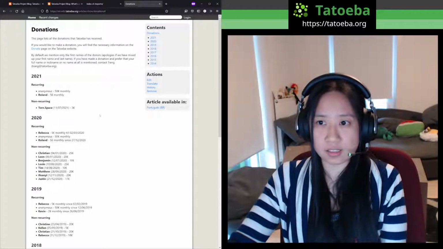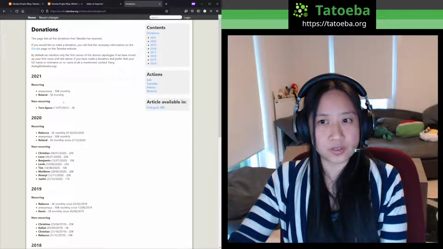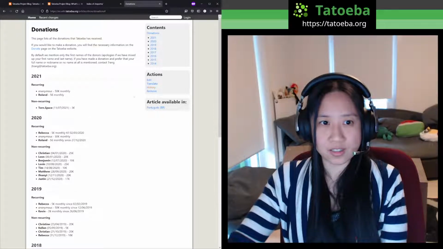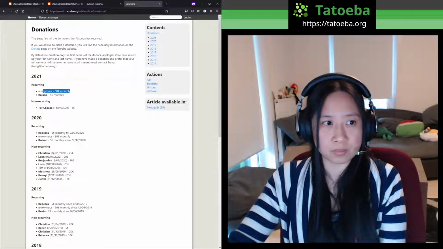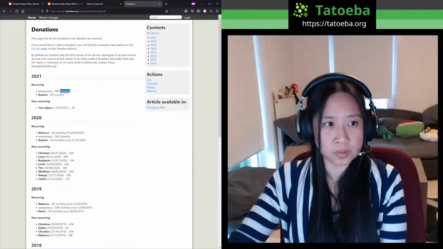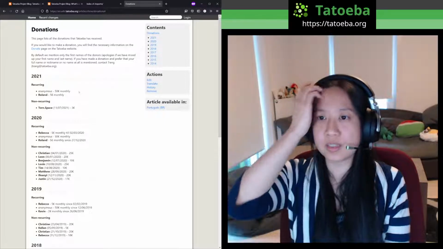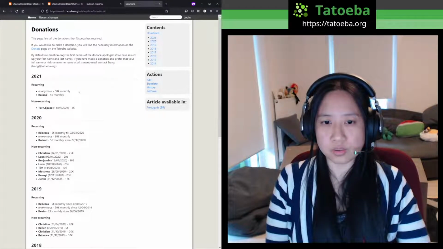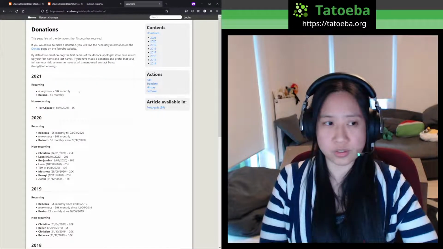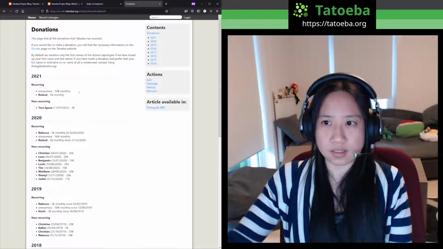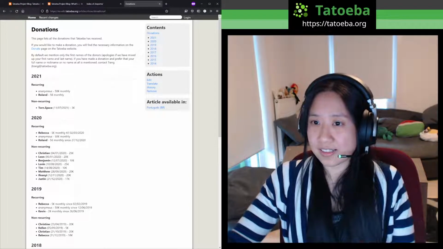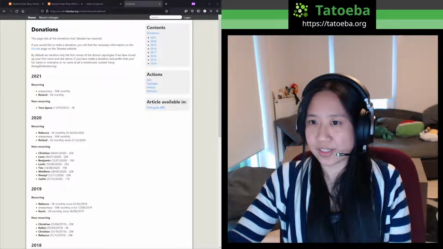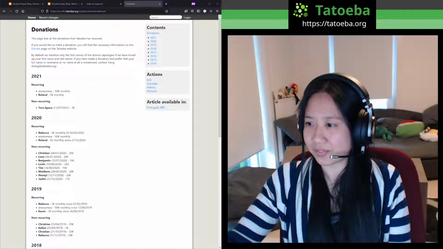I mean, it's still enough, in fact, to keep Tatoeba alive at the bare minimum. So thankfully we have someone who's donating us 50 euros per month, and 50 euros per month happens to be more or less the amount that it costs us to pay for the servers. As long as that's going on, we can pay for the servers, and Tatoeba can keep running.